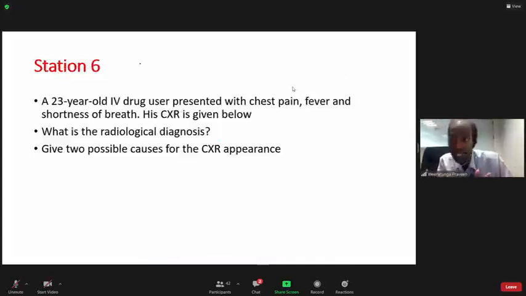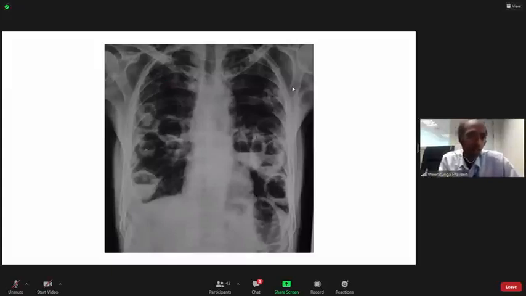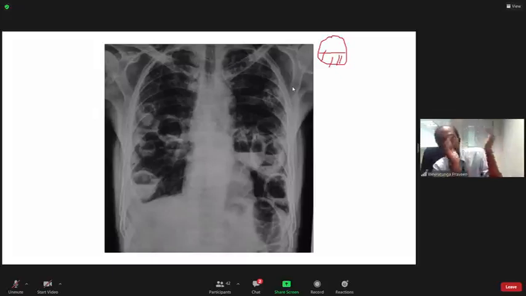So station 6, a 23-year-old IV drug user, chest pain, fever, shortness of breath. Chest X-ray is given below. And let's have a look. Right, so what do you see in this one? So remember, intravenous drug user, and I didn't show you this particular X-ray, but I showed you a very similar X-ray. And then what we saw was a cavity with a fluid level, which I told you that radiological description of a cavity and a fluid level is a lung abscess. And these are multiple, you can see this, multiple lung abscesses.